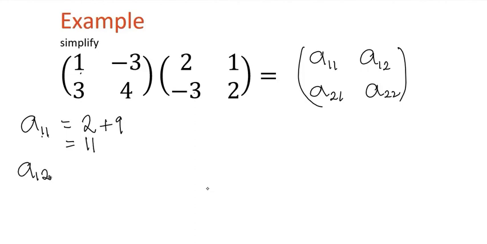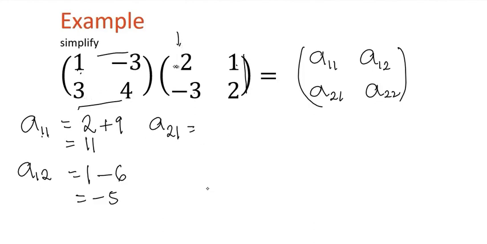We have the first row, second column. 1 times 1 is equals to 1. Minus 3 times 2, that's minus 6. Okay, your final answer is minus 5. Then we go to second row, first column. All right? 3 times 2, 6. 4 times minus 3, minus 12. So we have minus 6 as the answer.